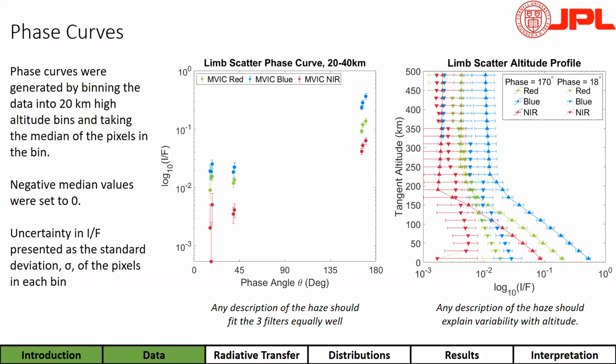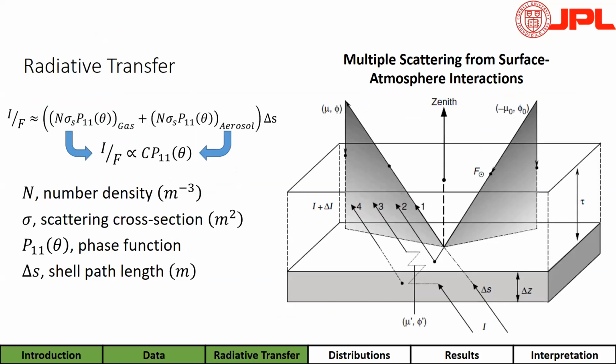Due to the limited nature of the talk, I'll only be showing data for the MVIC red, but in trying to find the best fit description, I'm using all three of these wavelengths. They have to fit the data equally well. And then you can see what our haze profile looks like as we go up into the atmosphere. And any description of the haze also needs to explain that variability in altitude, how the backscatter and the forward scatter components both fall off as we go higher and higher in the atmosphere. Okay, so that's the thing that we have. How do we explain it?